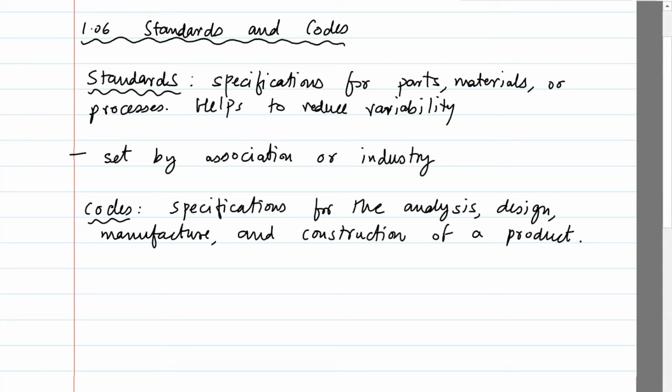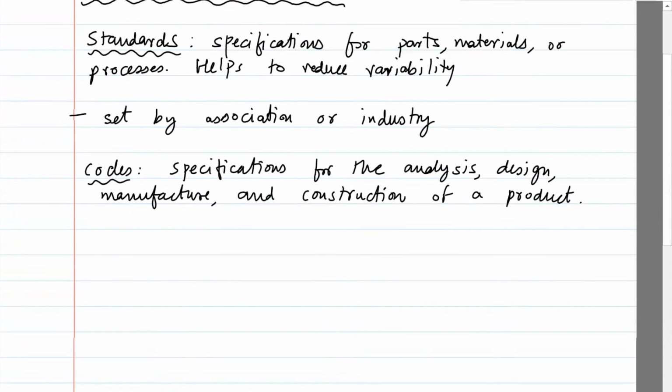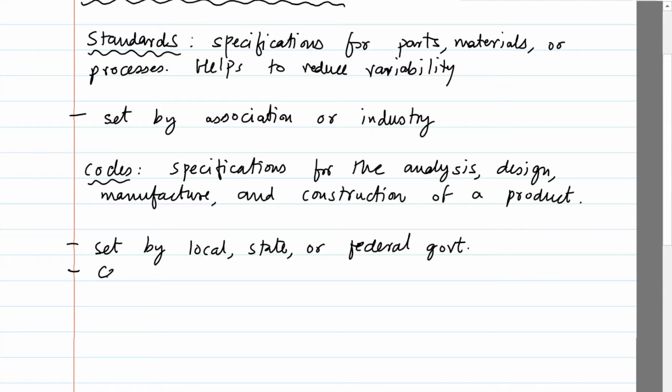The difference is basically that standards are enforced by the association or industry, codes are enforced by the government. Okay, so it's set by local, state, or federal government. And so if they are set by the local, state, and federal government, then they carry the force of law.